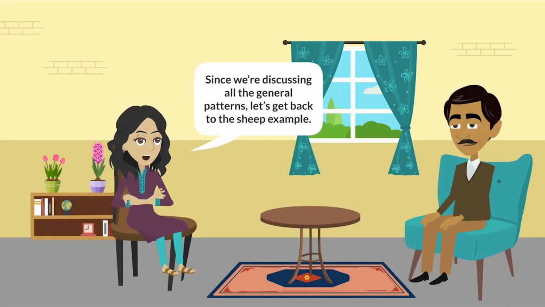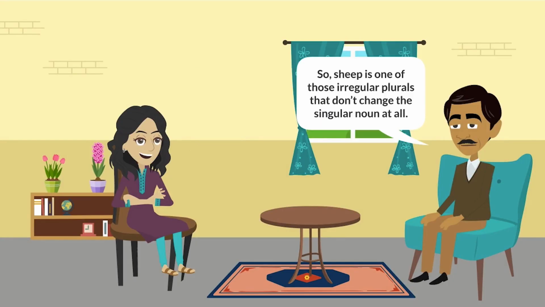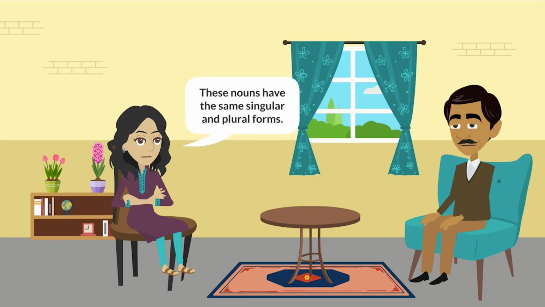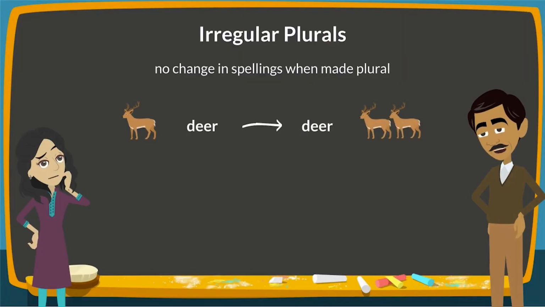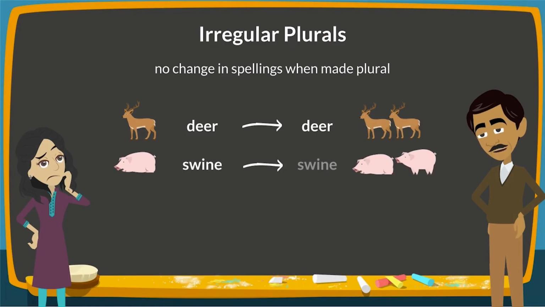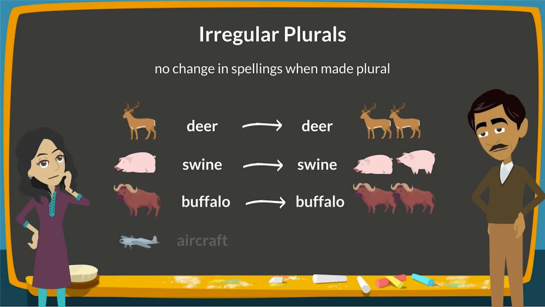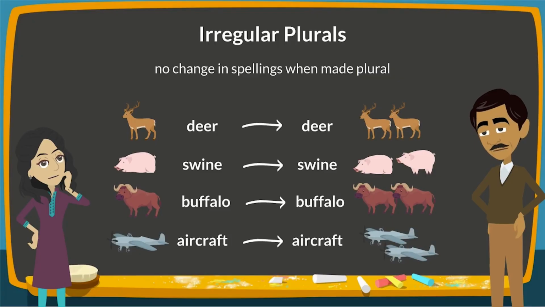Since we're discussing all the general patterns, let's get back to the sheep example. So, sheep is one of those irregular plurals that don't change the singular noun at all. These nouns have the same singular and plural forms. Yes, for example, deer remains deer. Swine remains swine. Buffalo remains buffalo. Aircraft remains aircraft. Great observation, Mariam.